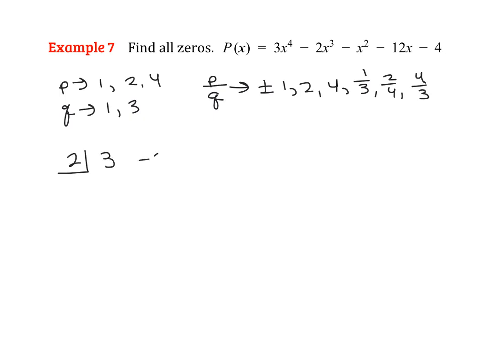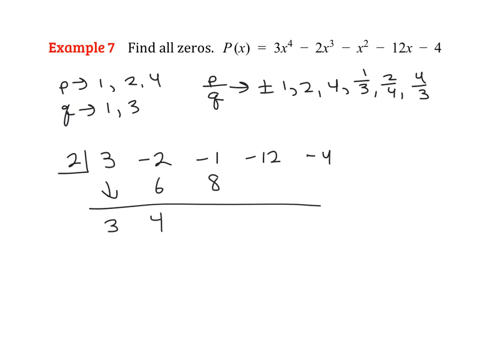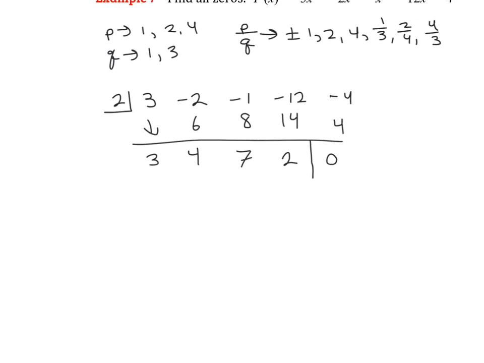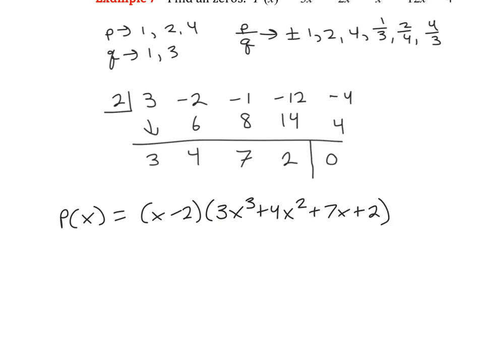So I have 3, negative 2, negative 1, negative 12, and negative 4. Let's see if we get a remainder of 0. So I have 6, 4, 8, 7, 14, 2, 4, and 0. So it worked. And then let's see what we have left. So right now we have x minus 2 times 3x cubed plus 4x squared plus 7x plus 2.